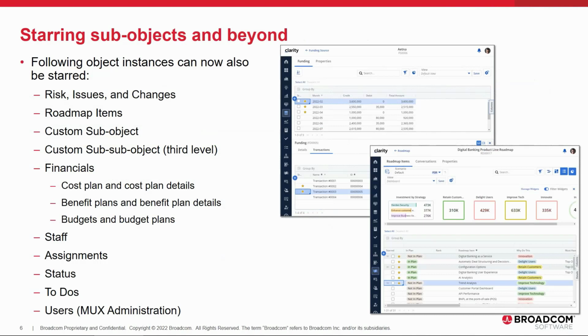The end user can star in risk, issues, and changes, roadmap items, custom sub-objects, custom sub-sub-object, which is the third level custom object, financials, which is the cost plan and cost plan details, benefit plans and benefit plan detail, budgets and budget plans, staff, assignments, status, to-dos, and the new users module, which is available in the modern UX.